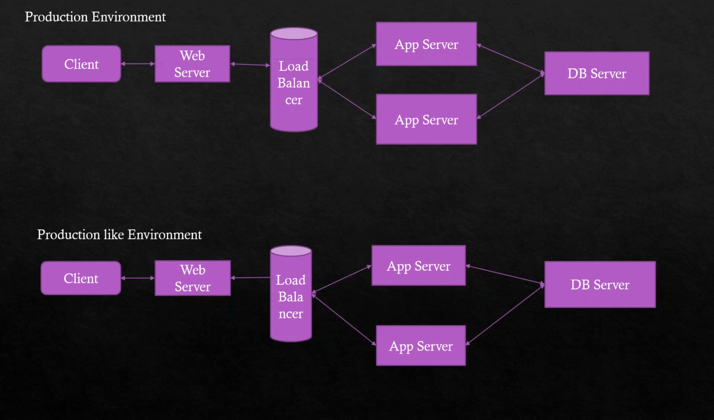If the infrastructure or the environment is not the same as the production environment, then you can never confidently say to the client that your application will manage this number of users. So whatever the production environment, the same set of environment should be there in your performance testing environment as well. If there are 2 application servers in production, there should be 2 application servers in the performance testing environment. If there is only one database server in production, there should be only one database server in the performance testing environment.